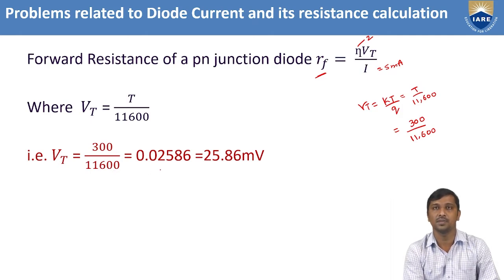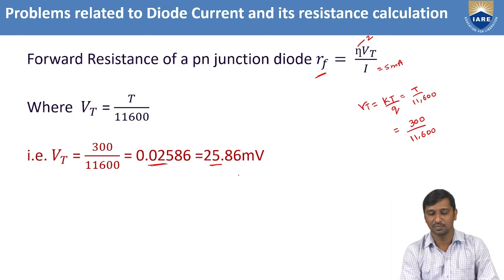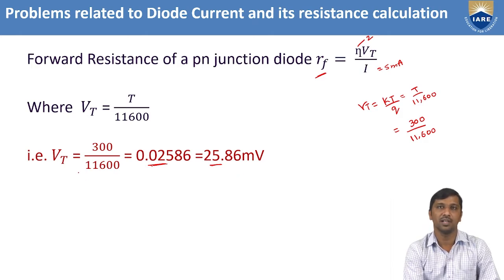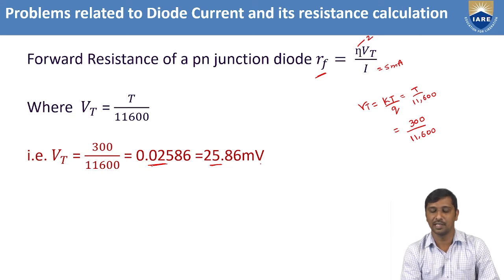That is equal to 0.02586. I represented it in terms of millivolts, that is 25.86 millivolts. So up to this point, we observe the thermal voltage. Based on the given temperature, for 300 kelvins, the thermal voltage is represented as 25.86 millivolts.